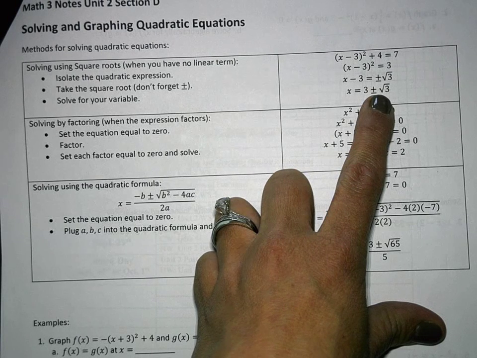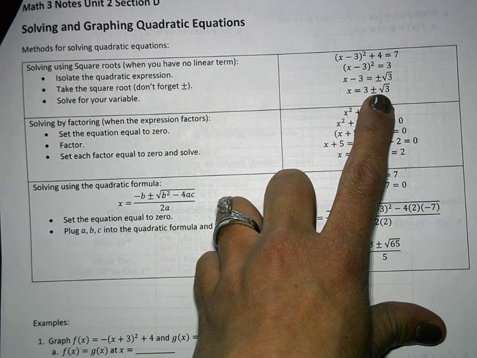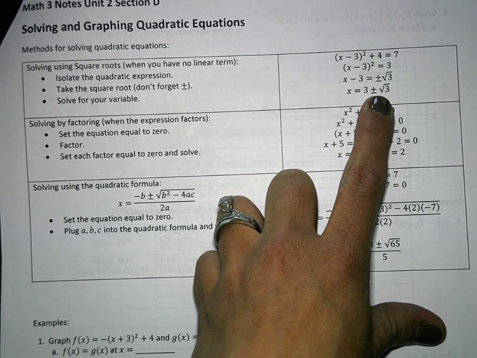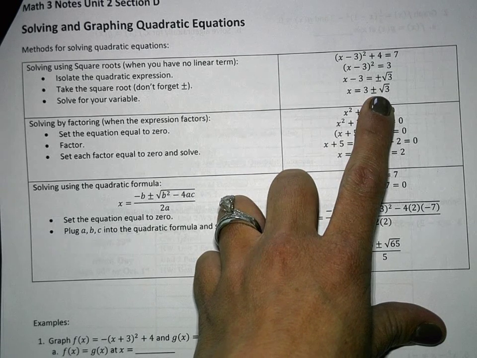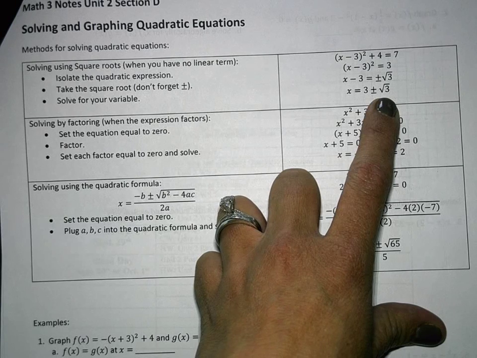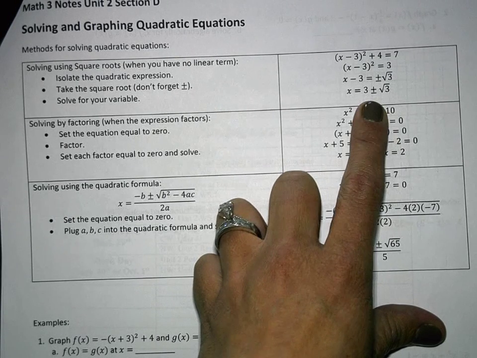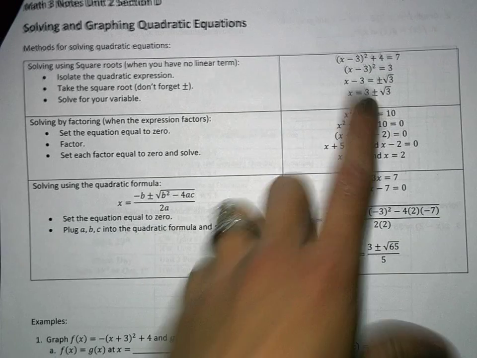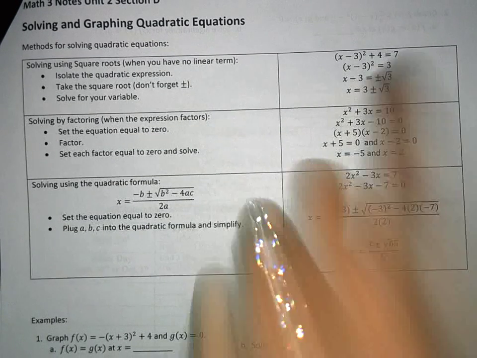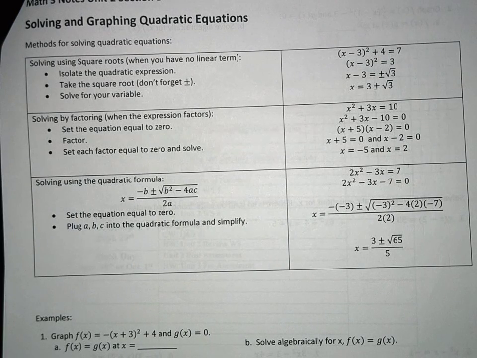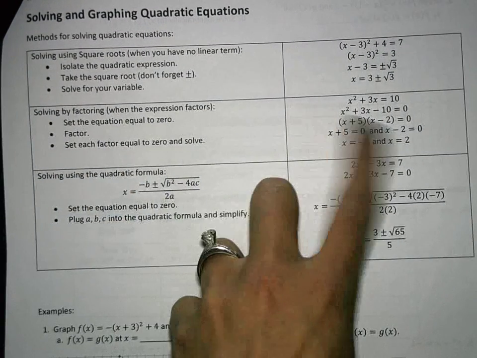This actually represents two answers: 3 plus root 3, and also 3 minus root 3. But we oftentimes will just leave it as 3 plus or minus root 3 because it takes less time to write. And you can't simplify 3 plus root 3 on your paper. This is the simplified form because you can't add 3 with a root. Okay? The other way is to solve by factoring.